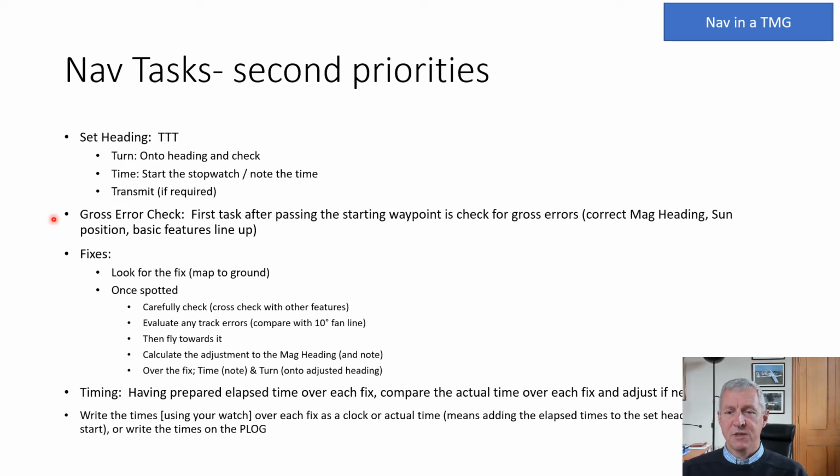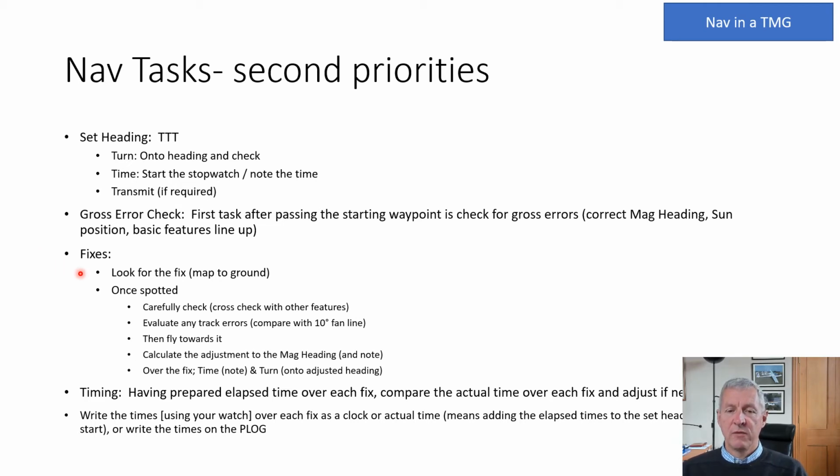Traditionally, a classic mistake of people is to set off on a reciprocal heading and just go the wrong way, and that's not good. When we come to fixes, these are places partway down our leg, after 10 minutes or so, where we're going to check that we're exactly where we think we are. We look for the fix.